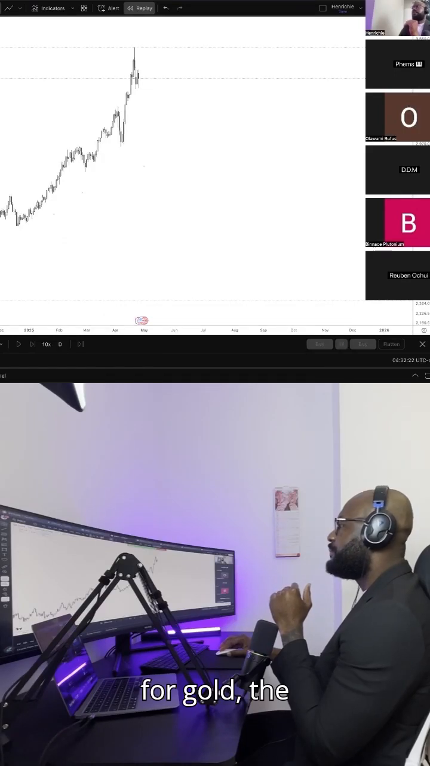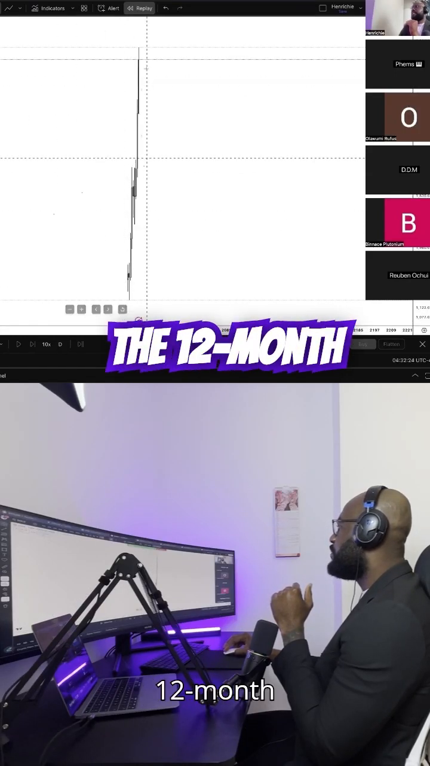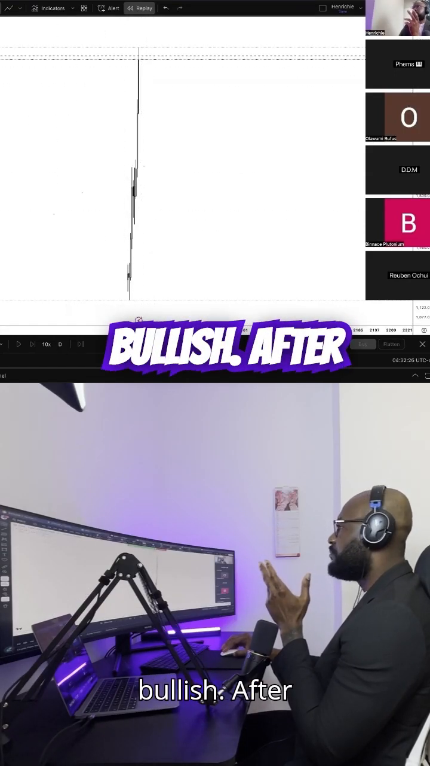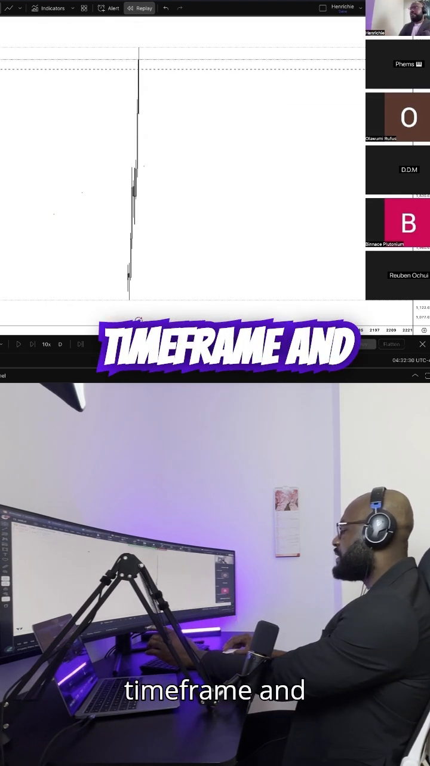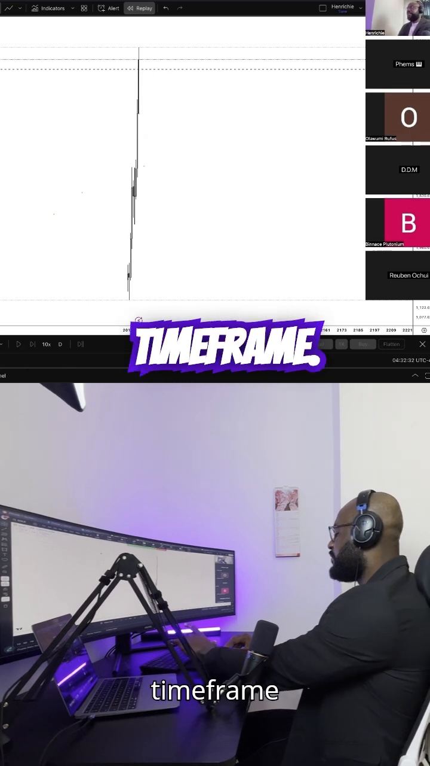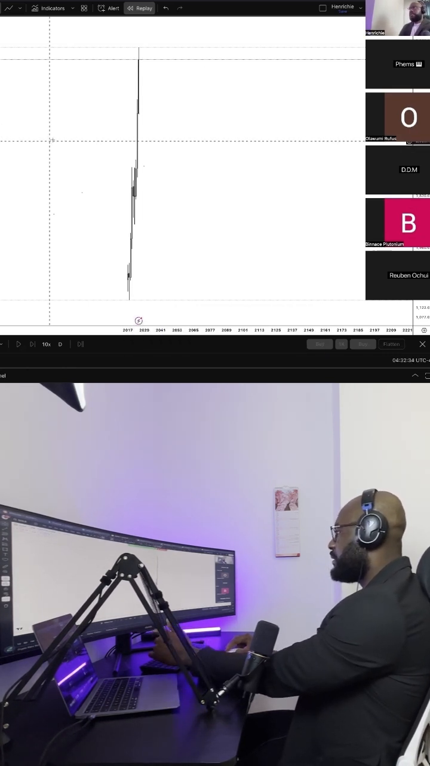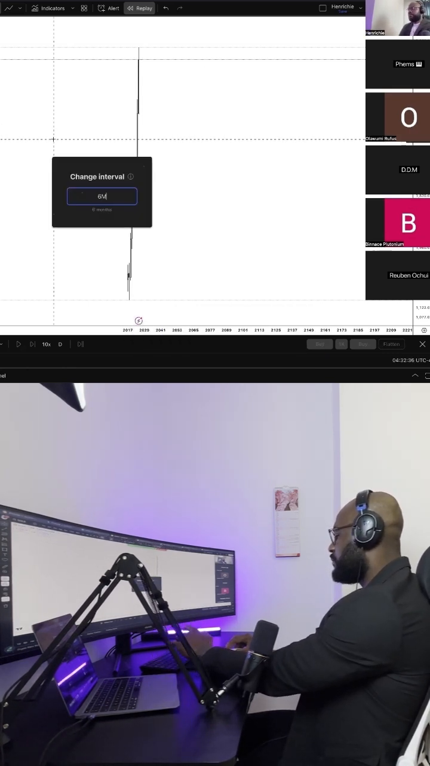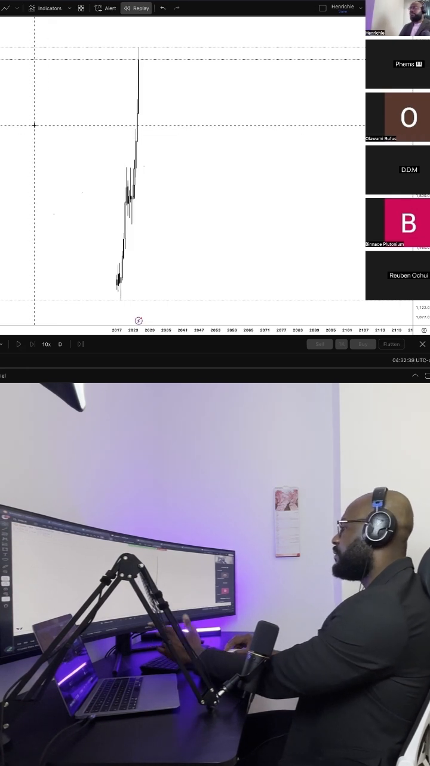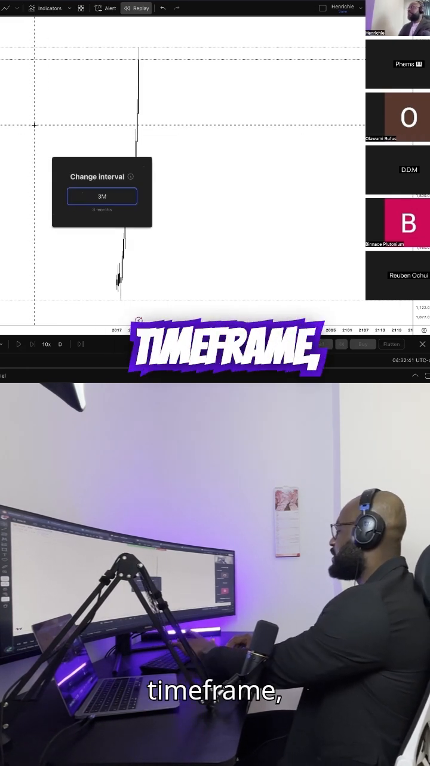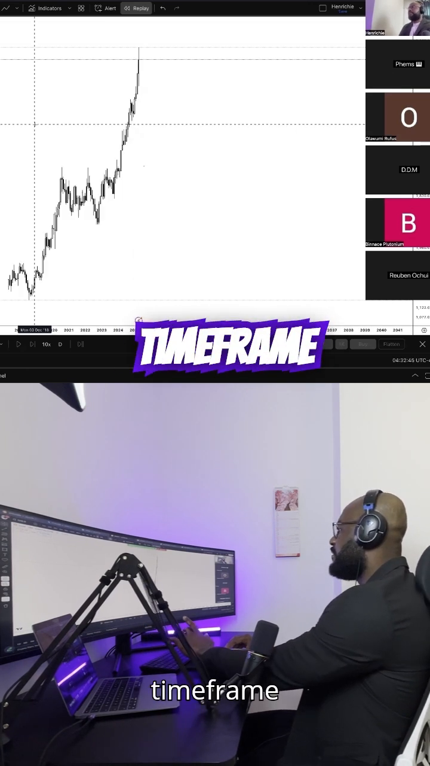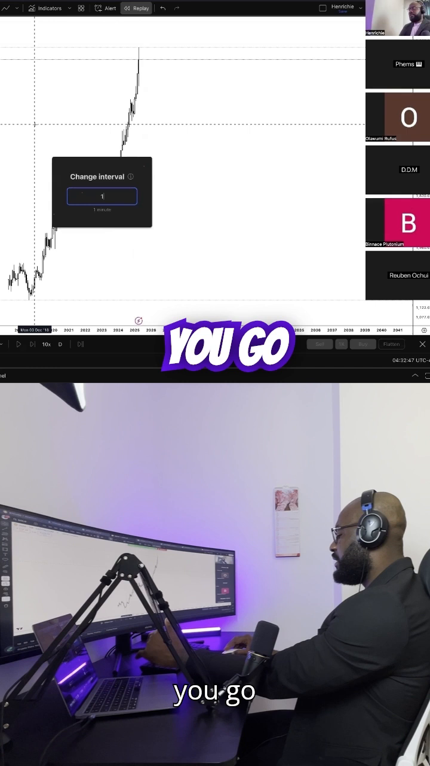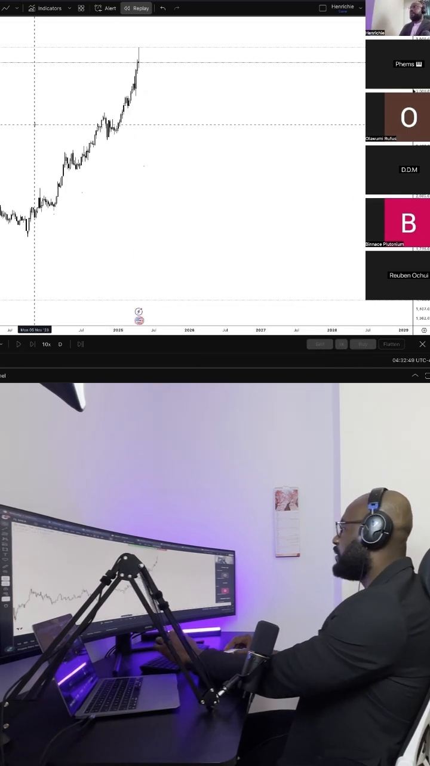For gold, the first thing you do, you look at the 12-month time frame. It is bullish. After that, you can scale down to the lower time frame and look at the 6-month time frame. Bullish as well. You go down to the 3-month time frame, bullish, and you go to the 1-month time frame, bullish as well. Then you go straight down to 1 week.